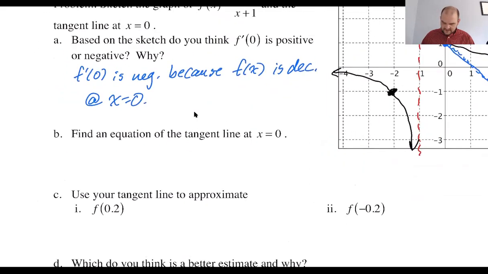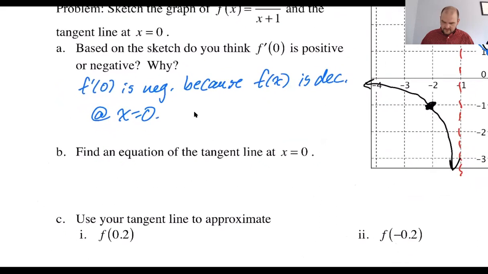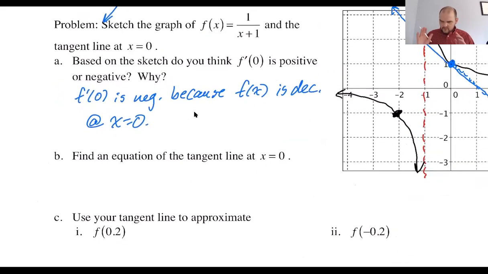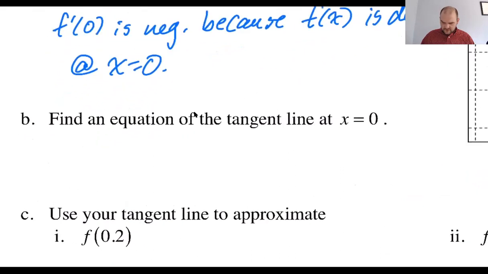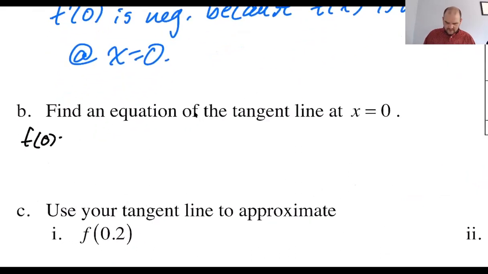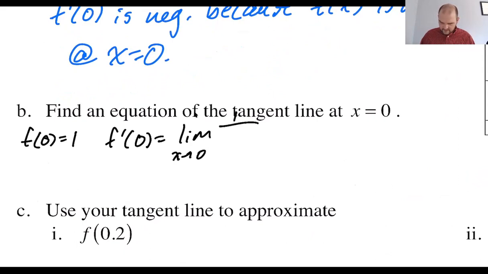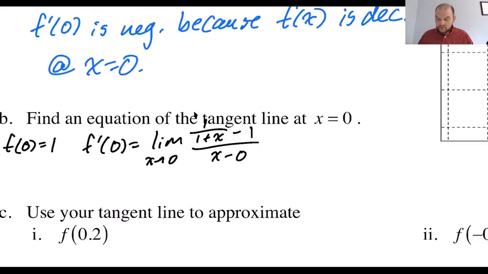Find the equation of the tangent line at x equals 0. All right. We already, well, we kind of know that f of 0 is 1. So f of 0 is 1. We're going to need f prime. So I'm going to say that f prime of 0 is, let's do the limit as x approaches 0 of f of x, 1 over 1 plus x, minus f of 0, which is 1, over x minus 0. x minus 0 always looks weird, but write it that way, because otherwise it looks even weirder. So we've done a lot of these, so I'm just going to go for it.